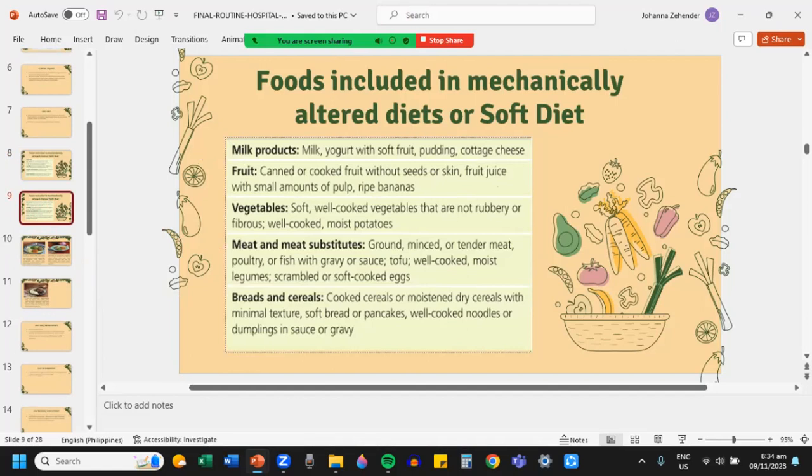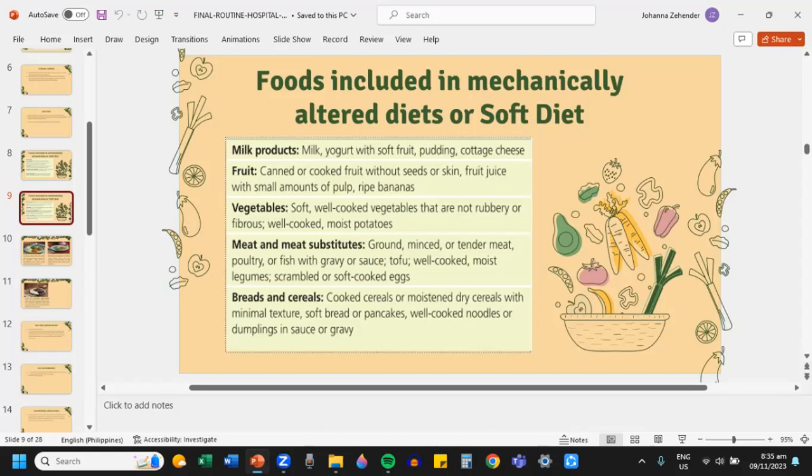Okay, so again, we have other examples. Okay, so again, for milk, yogurt with soft fruit, pudding, cottage cheese. For fruits, okay, still under soft diet, we have canned or cooked fruit without seeds or skin, fruit juice with small amounts of pulp, and ripe bananas. For vegetables, soft, well-cooked vegetables that are not rubbery or fibrous, they are well-cooked, also well-cooked moist potatoes.